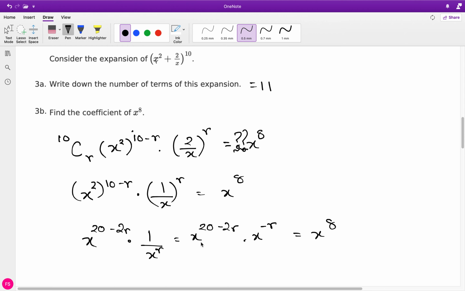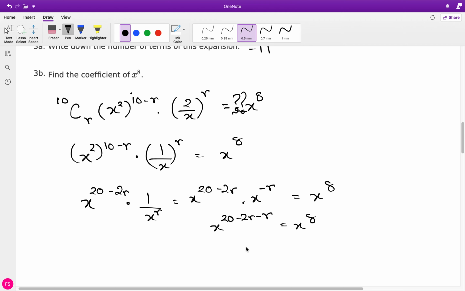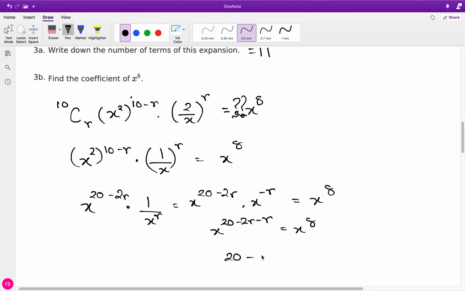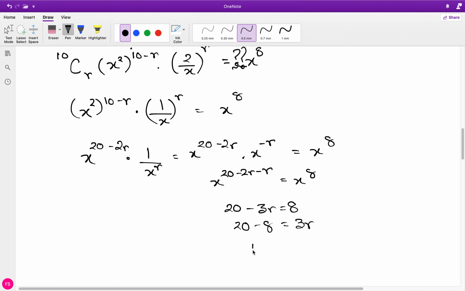Now, according to the rules of exponents, if you have the same base, all you need to do is just add up the powers. This will give me x to the power of 20 minus 2r plus this negative r, so this will be minus r, equals x to the power of 8. This will give me 20 minus 3r equals 8. I will move the 3r to the other side. This side I will have 20 minus 8 equals 3r. This will give me 12 equals 3r. That means my r is 4.